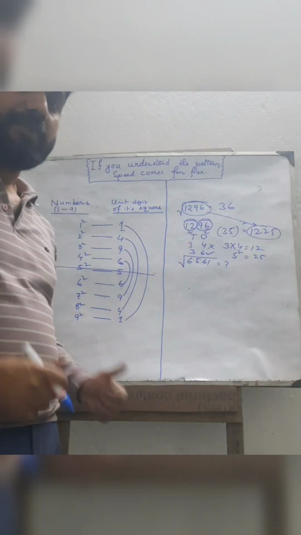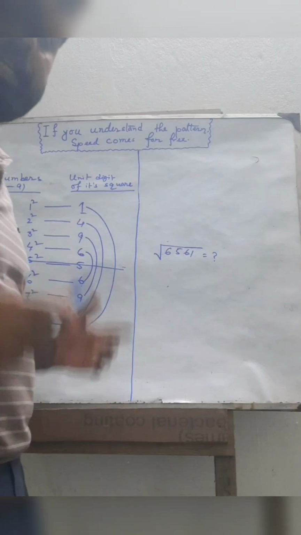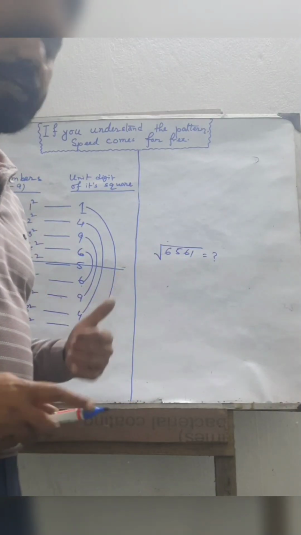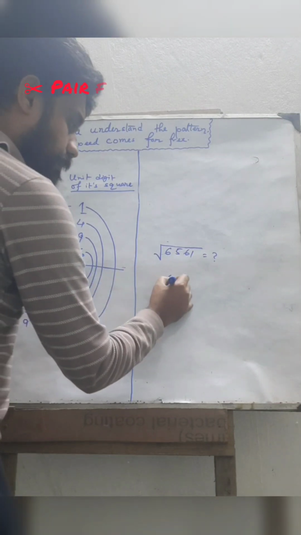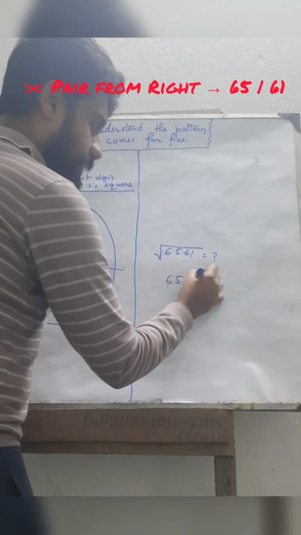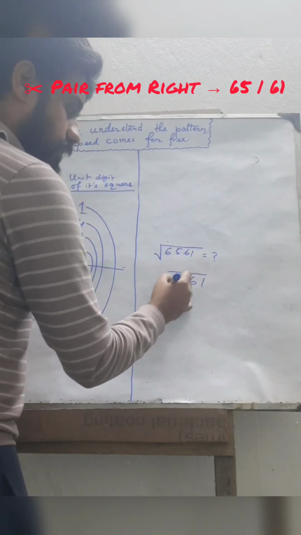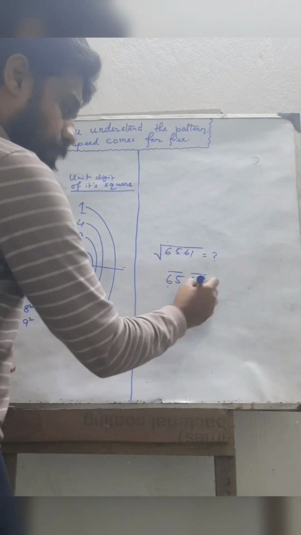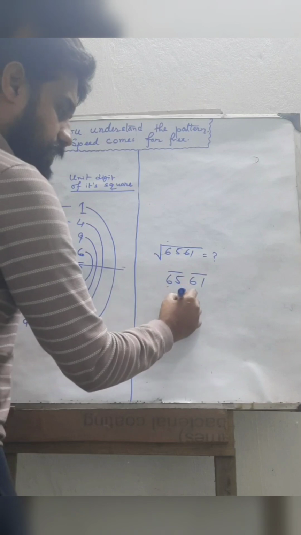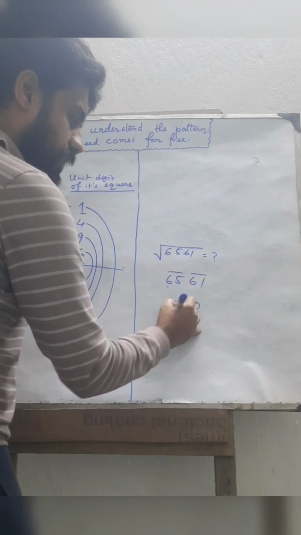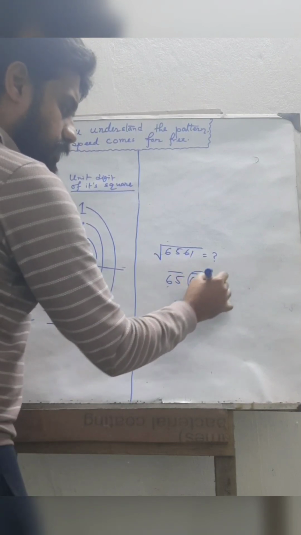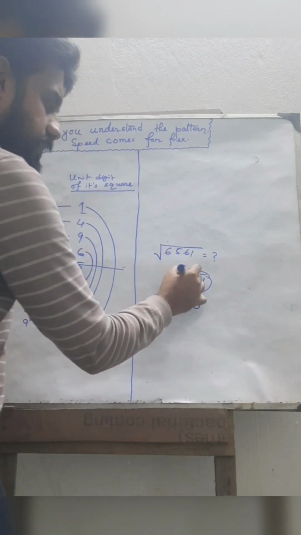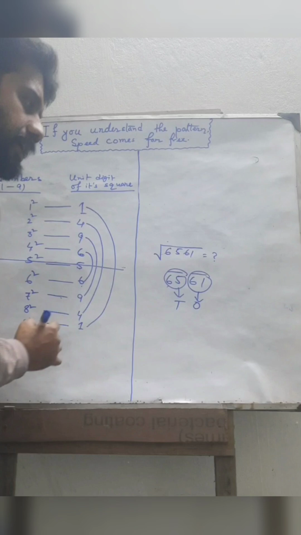Isn't it simple, fast and fun? Let us take one more example. How to find the square root of 6561 in just 5 seconds. First of all we have to pair it from the right. So 61 and 65, these two pairs are there. So the square root of this number has two digits: one is the unit digit and one is the tens place. This pair will give the unit place and this pair will give the tens place.